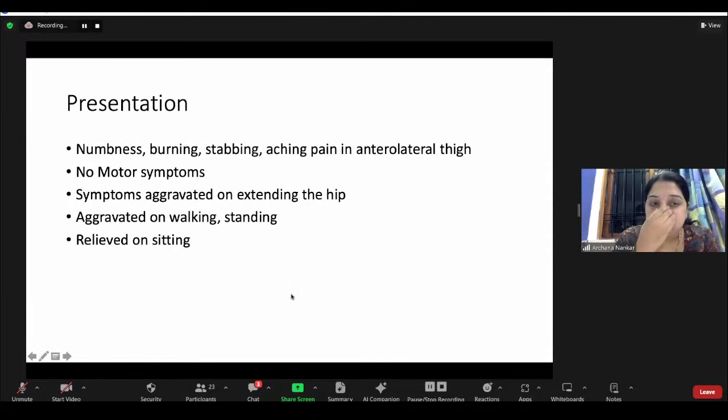So how does this clinically present? There are basically neuropathic symptoms, such as tingling, burning, stabbing, aching, pain, sometimes numbness in the anterolateral thigh. There are no motor symptoms because this is a purely sensory nerve. Symptoms are typically aggravated on extending the hip and also aggravated on walking and standing, and relieved on sitting.